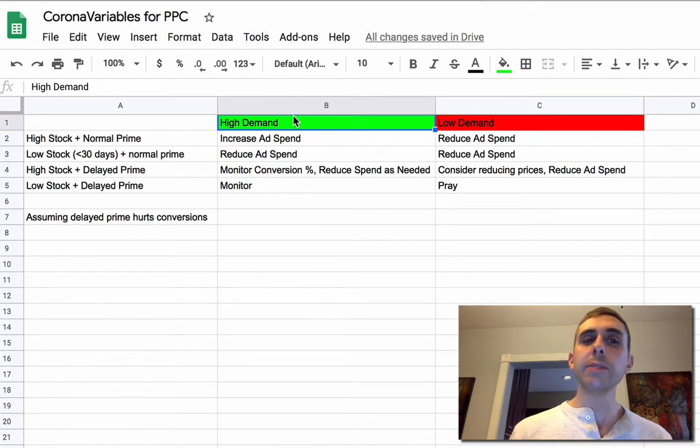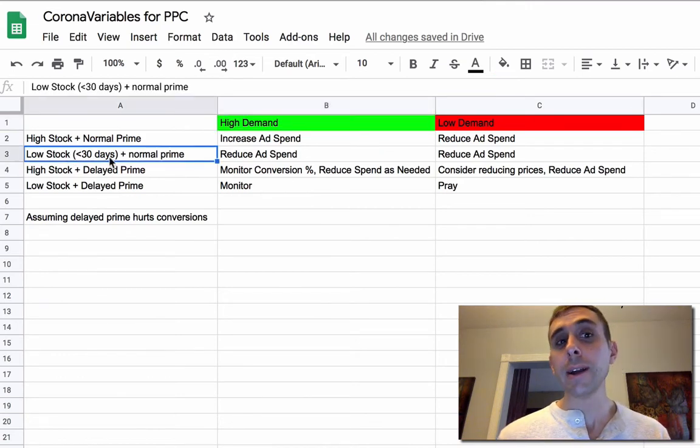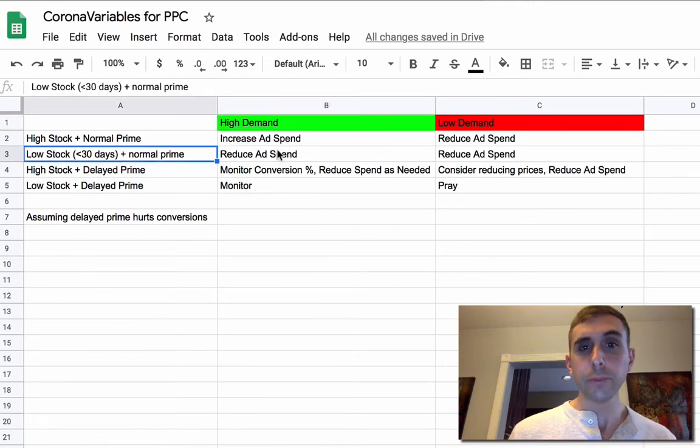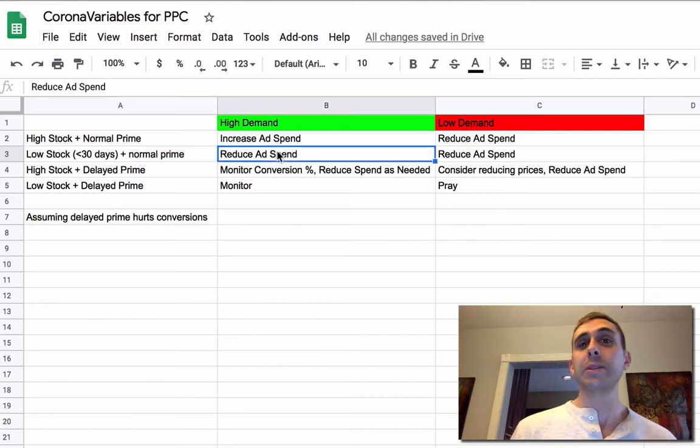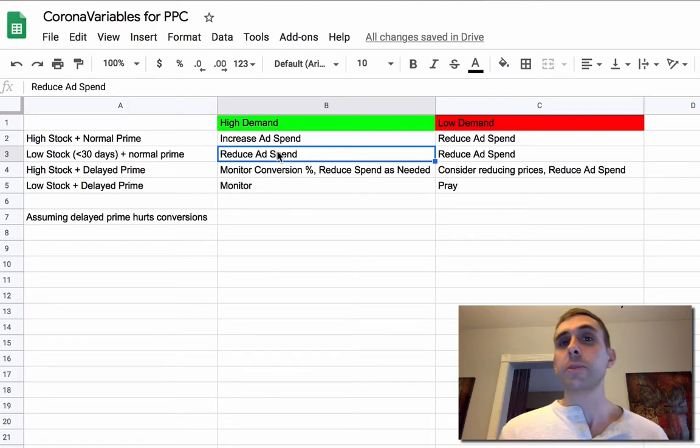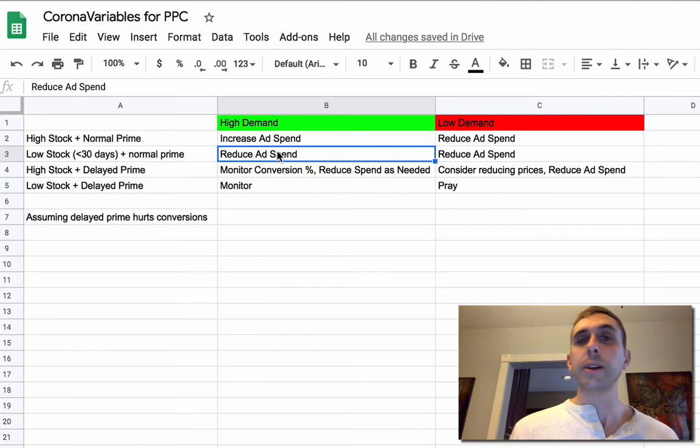Next, we have a high demand product that has low stock and normal Prime shipping. In this scenario, you have something that's selling really well right now, but you don't have much stock in hand, and let's assume that you're not getting stock for quite some time. This is definitely a scenario where I would reduce ad spend, and I would save some of that cash and put it elsewhere in my business right now, because you're going to sell out of stock anyway. Might as well conserve a little bit on your ad spend.